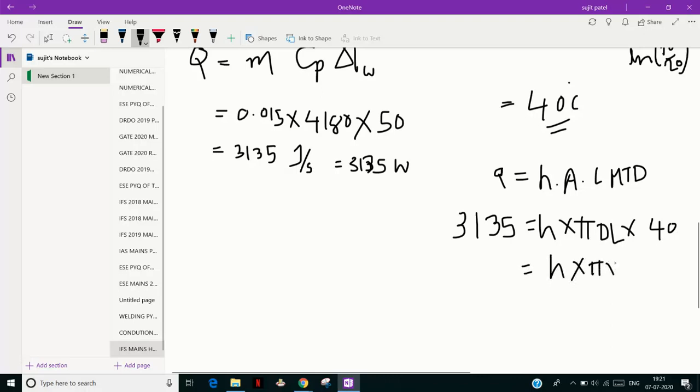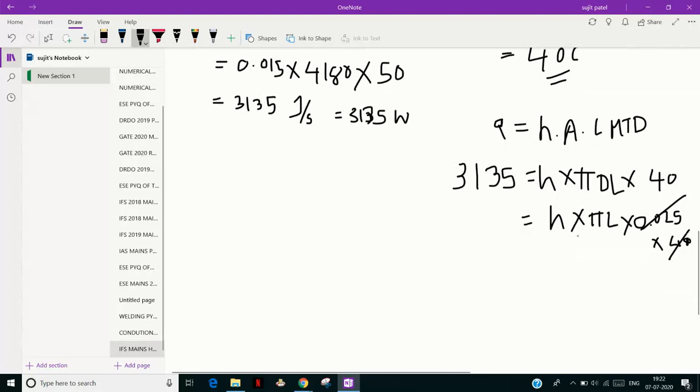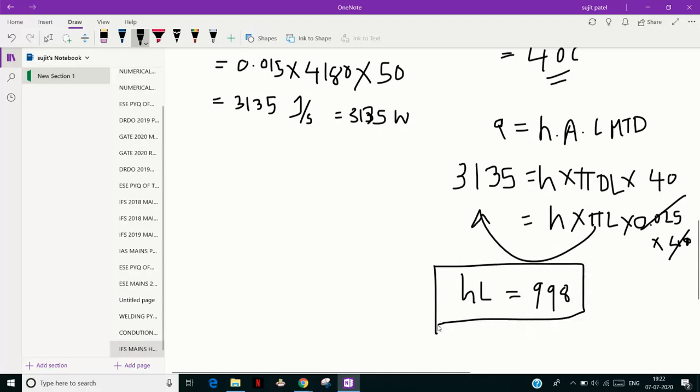Now we know the diameter is 0.025, so 3135 equals h times pi times L times 0.025 multiplied by 40. Divide by pi on this side, and you will get h into L equal to 998. Let us call this equation number 1.